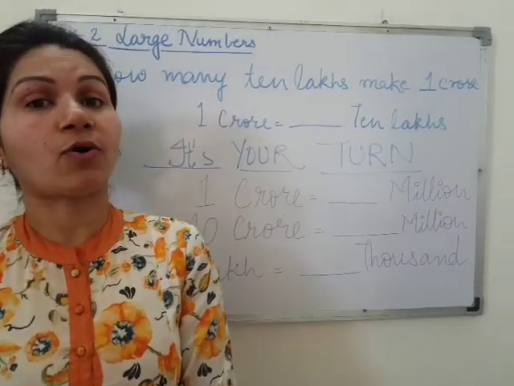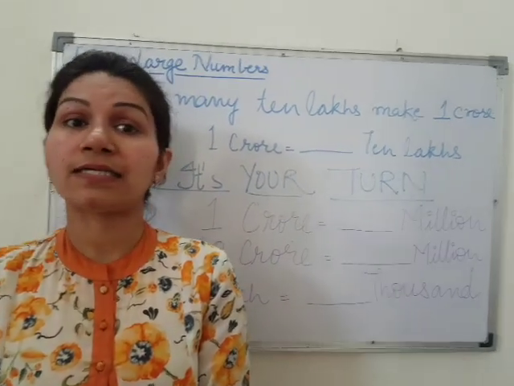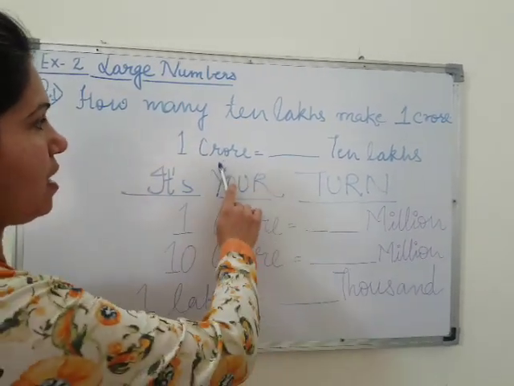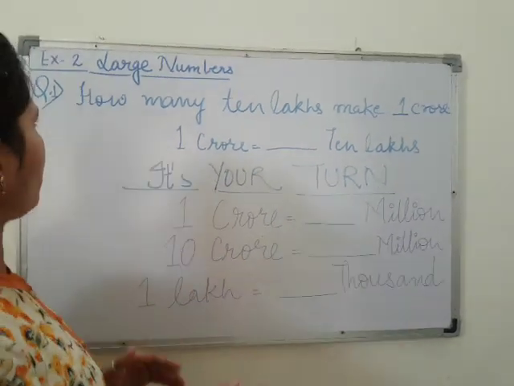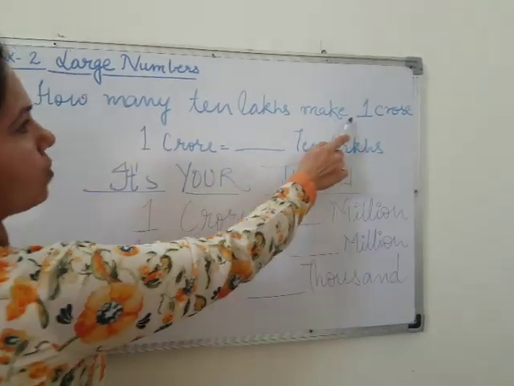As we have covered all the topics from exercise 2, which is large numbers, this is our last topic, in which we cover the places and convert the places of each number. So let's have a guess for this question. How many 10 lakhs make 1 crore?